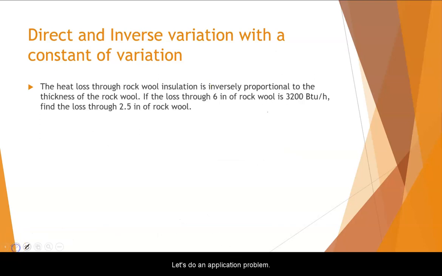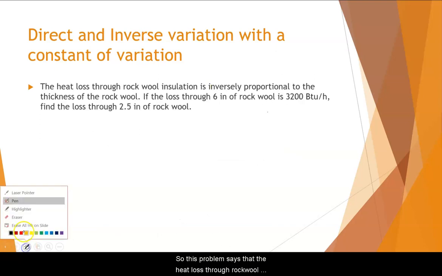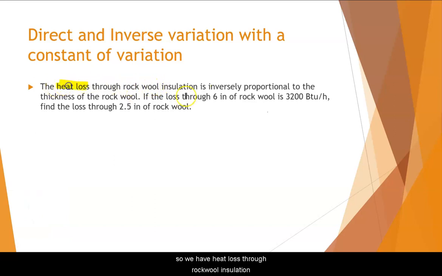Let's do an application problem. This problem says that the heat loss through rock wool insulation is inversely proportional to the thickness of that rock wool. If the loss through 6 inches of rock wool is 3,200 BTU per hour, find the loss through 2.5 inches of rock wool. We don't need to know what rock wool is. We do need to know that BTU per hour is a heat unit per hour, so that's our heat loss.